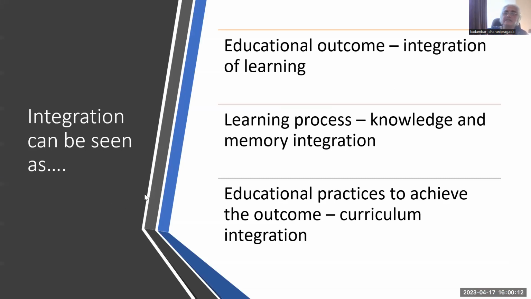So these are three ways in which I would say integration can be looked at. One, it is an educational outcome, which is integration of learning, which is what we are trying to aim at. Two, it can be looked at as a learning process. That is where knowledge and memory, like I mentioned earlier, integration happens in the mind of the learner. So it is a learning process. It's a mental process, which is happening in the mind of the learner. And the third aspect of integration is what are the educational practices which are required to achieve this outcome, which is integration of learning. And one of them is curriculum integration.